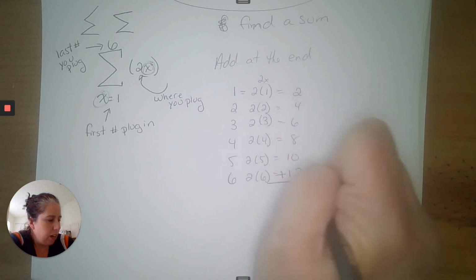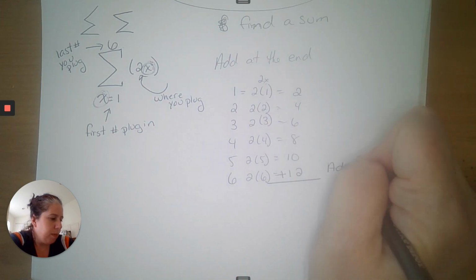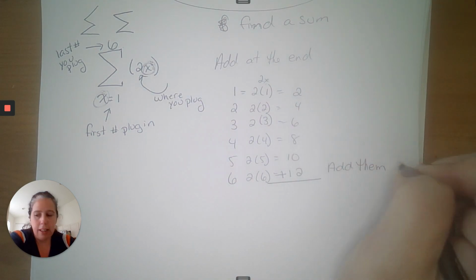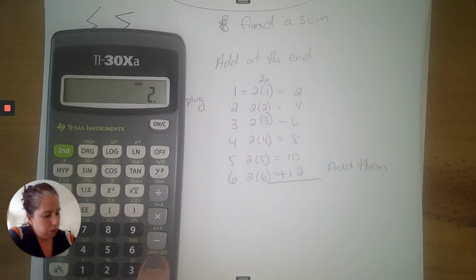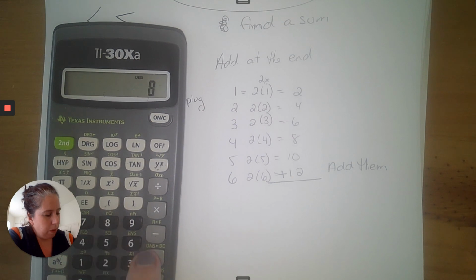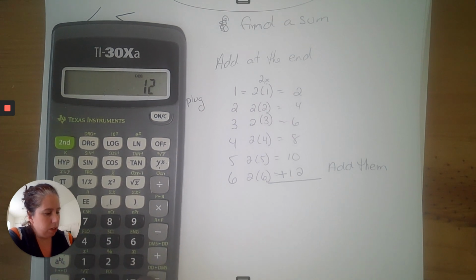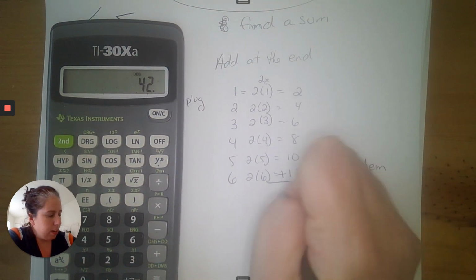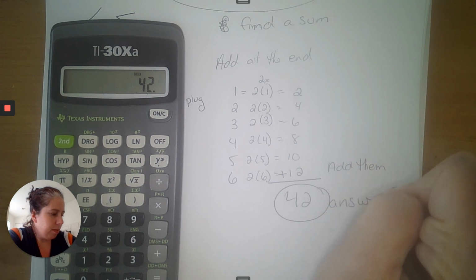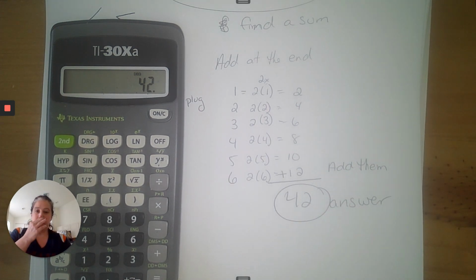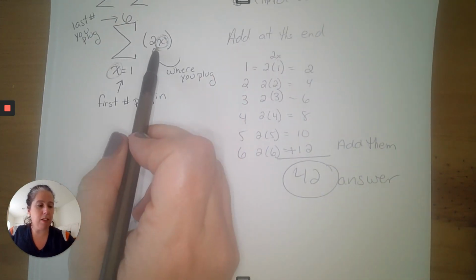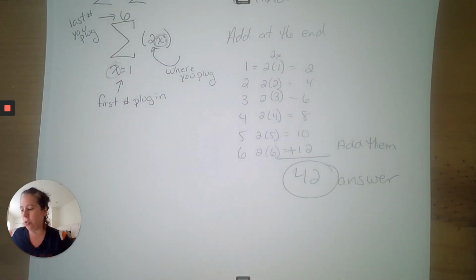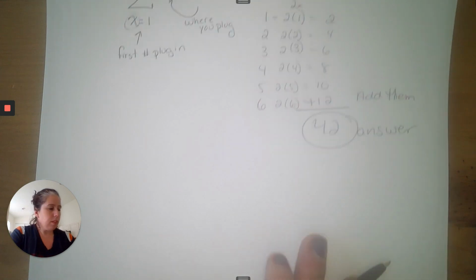And at the very end, guys, you're going to add them. And then that's going to be your answer. So 2 plus 4 plus 6 plus 8 plus 10 plus 12. Guys, that's the answer. It's honestly that easy. The only thing that gets more complicated is how you're going to plug it in. I'll show you guys once. So let's do this next one.